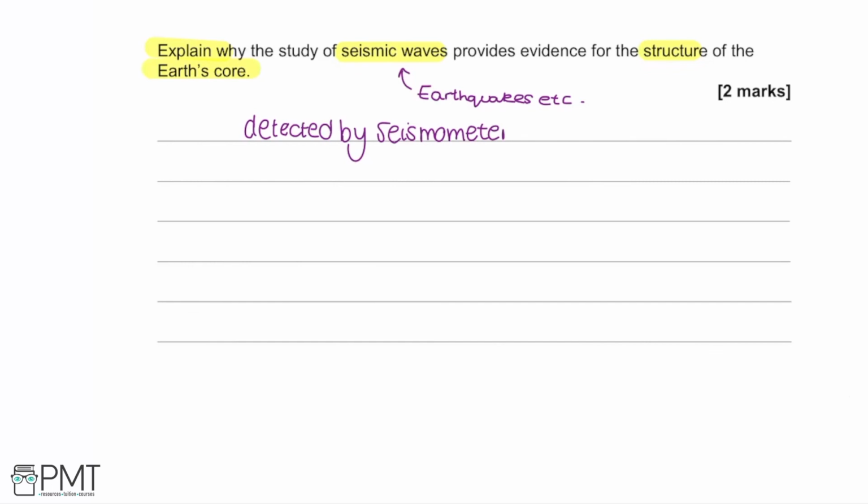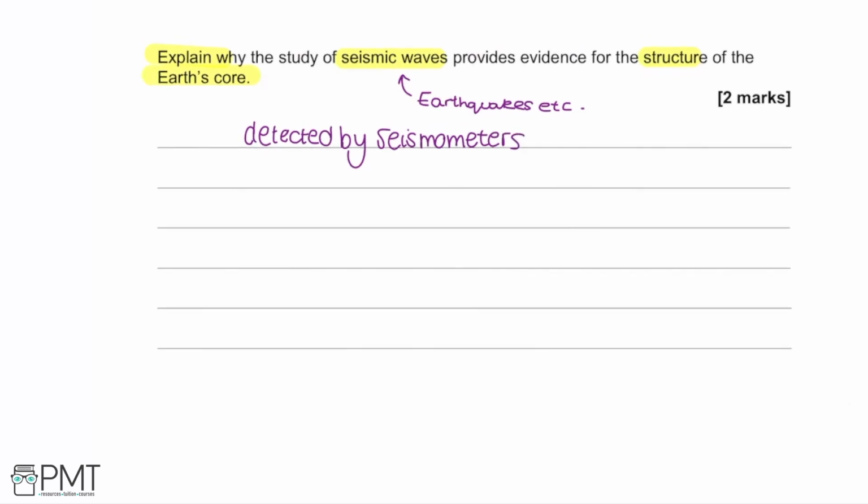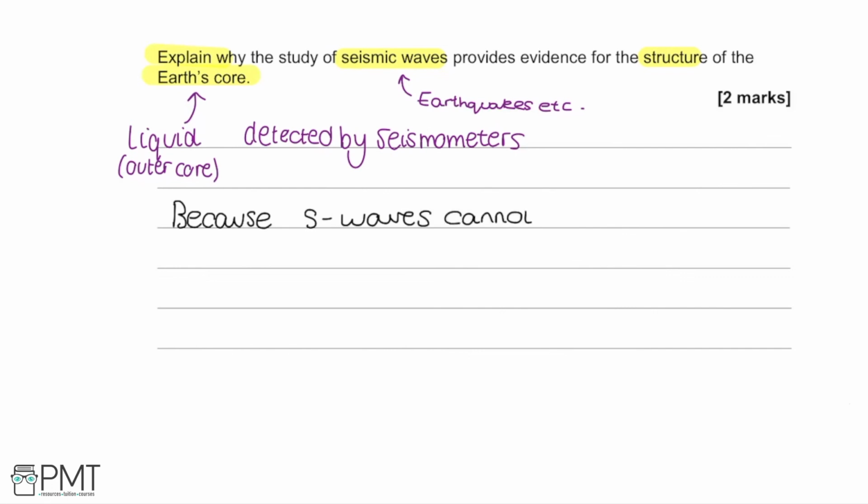So the example that we're going to focus on here for this question is the liquid nature of the Earth's core and the fact that S waves can't travel through a liquid. And this can be picked up by detections by seismometers around the Earth, and this data can be interpreted to show that the Earth's core must be liquid, which we know and think it is, and that can be shown by the fact that S waves don't pass through the Earth's core and they're unable to pass through a liquid.